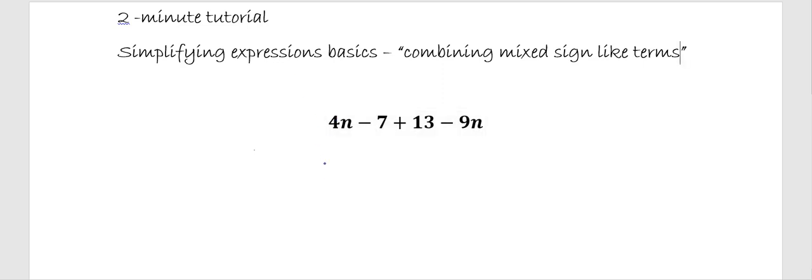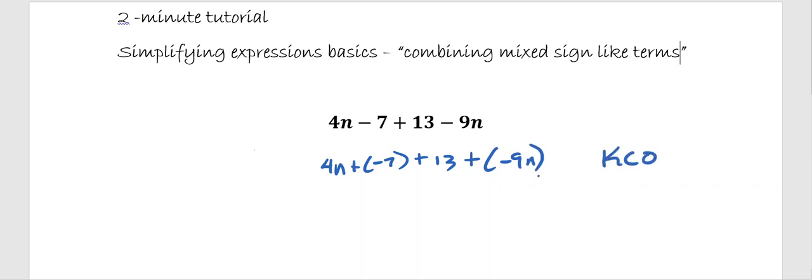First of all, if I wanted to, I could think of this as 4n plus -7 plus 13 plus -9n. That would just be making use of our good friend keep change opposite, which is a reoccurring theme in a lot of these videos. And if I then started to move on to combining, I would combine my variable terms, my 4n plus my -9n, and I would get -5n out of that. And likewise, if I moved on to combining my other terms, my constants, I would have -7 plus 13, and that would give me +6.